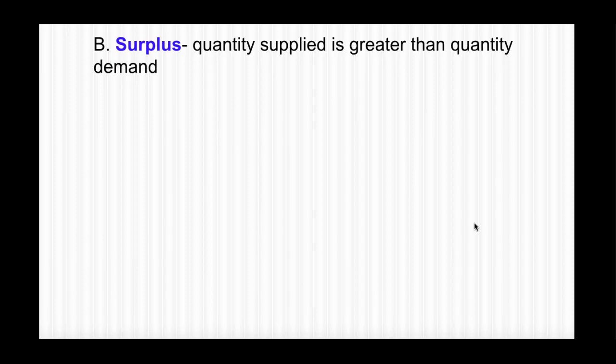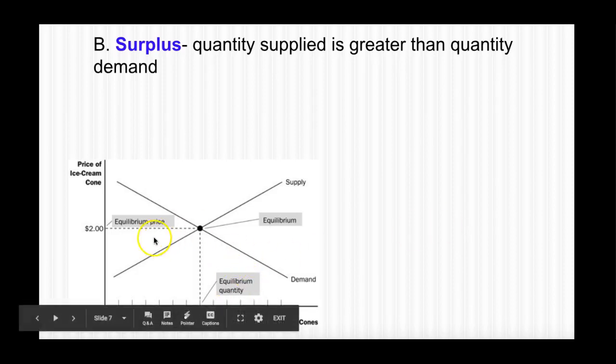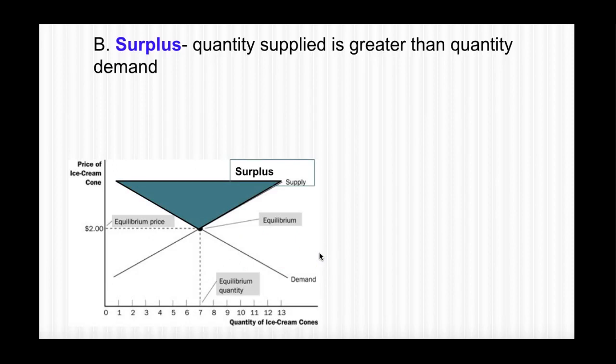Now, what does that mean for our graph? If we go back to that ice cream cone graph, where do you suppose surpluses are going to be? Where are we going to have supply greater than demand? We have way more people offering this product for sale than people willing to buy. Do you suppose surpluses are going to be above equilibrium or below equilibrium? Well, hopefully you said above. Anything above equilibrium is going to be a surplus.